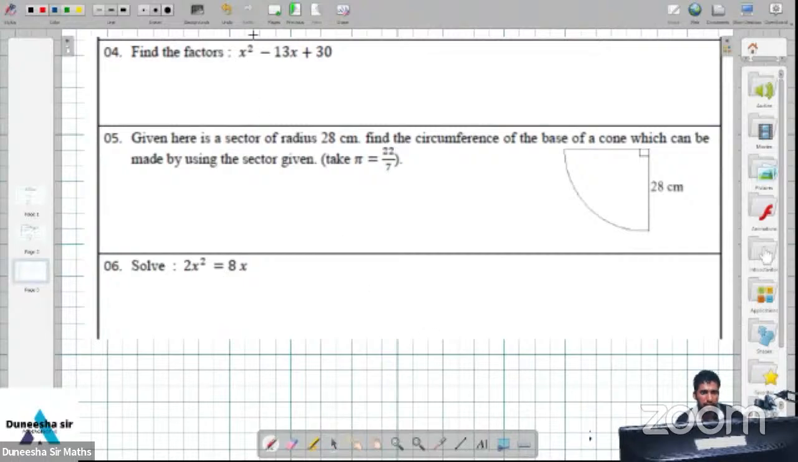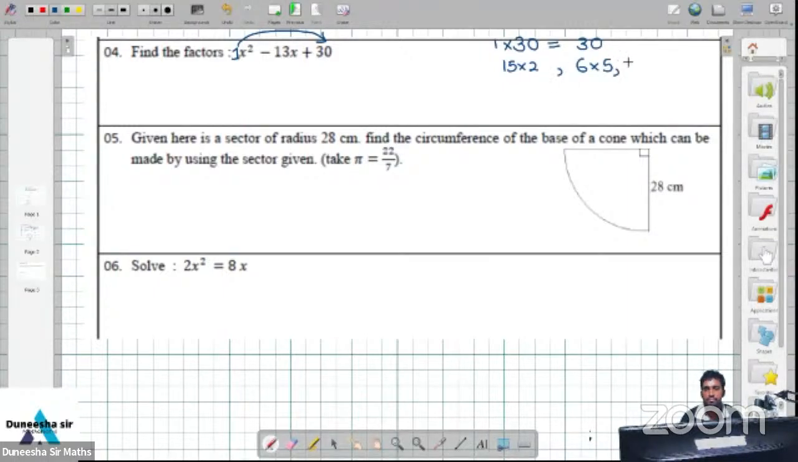What is the first one? In this method, what is the coefficient of the square term? It's 1. And you have to multiply it by the constant. 1 multiplied by 30. It's equal to 30. Then what are the multiples of 30? We can get 15 multiplied by 2. Also 6 multiplied by 5.